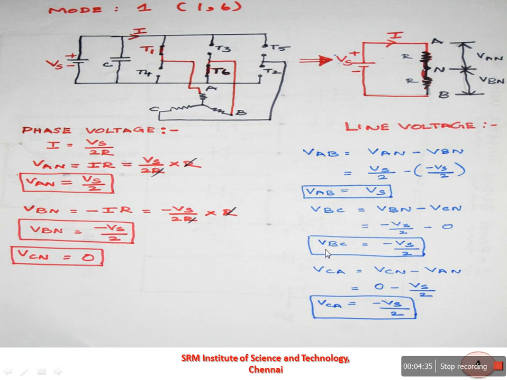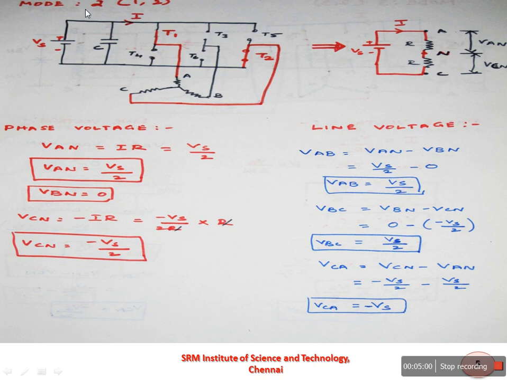VBC is equal to minus Vs by 2. Similarly, you can find VCA. VCA is equal to VCN minus VAN. Substituting VCN as 0 and VAN as Vs by 2, you can calculate the value of VCA. VCA is equal to minus Vs by 2.